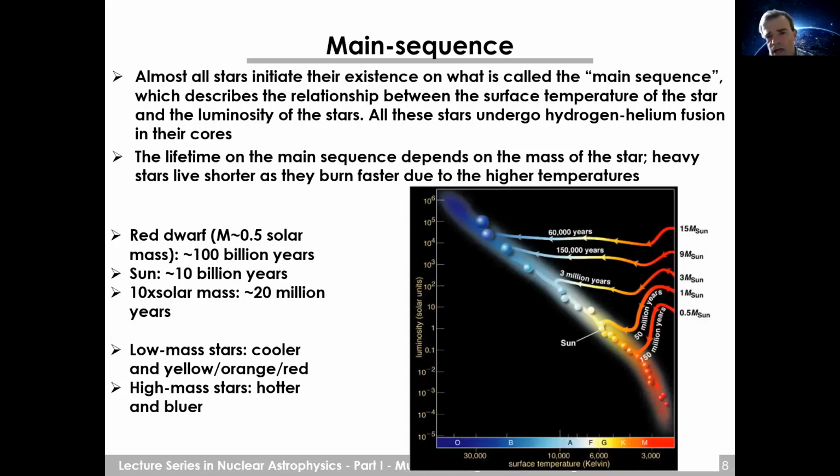The lifetime that the star remains on this main sequence depends on how heavy they are. Heavier stars live shorter as they burn faster due to the higher temperatures. And so again, here I give some examples of some stars. If you have, for example, a very heavy star, maybe 10 times the mass of the sun, it only lives about 20 million years or so. If you have a much lighter star, they can live for a much longer period of time. Okay, and so this is sort of an overview of the different stars that we have in the universe.